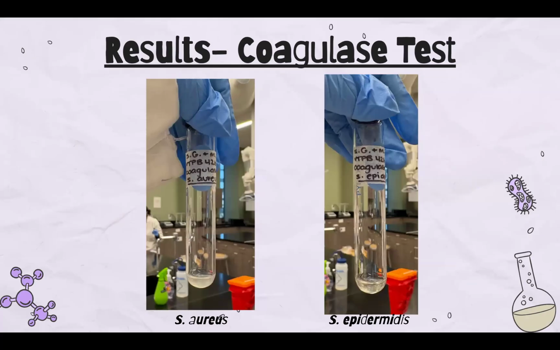Now for our coagulase test, the S. aureus is more noticeably cloudy or clotted, indicating plasma clotting, which also indicates positive that coagulase is present. As for our S. epidermidis, there was a slight cloud formation, so it could either indicate that it was weak or it was all in all just negative for that test.